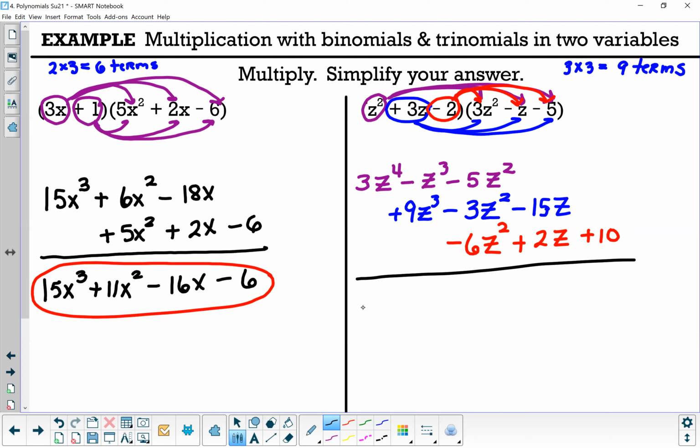So I'll bring down the 3z to the fourth. Then the minus 1z cubed plus 9z cubed. Subtract your coefficients, so that gives us plus 8z cubed. All right, minus 5z squared, minus 3z squared, minus 6z squared. You're adding your coefficients here, but you end up with a negative still. So we have minus, and then the 5 and the 3 is 8, and then 8 and the 6, we have 14z squared. All right, minus 15z plus 2z, subtract your coefficients. So we have minus 13z and bring down the plus 10.